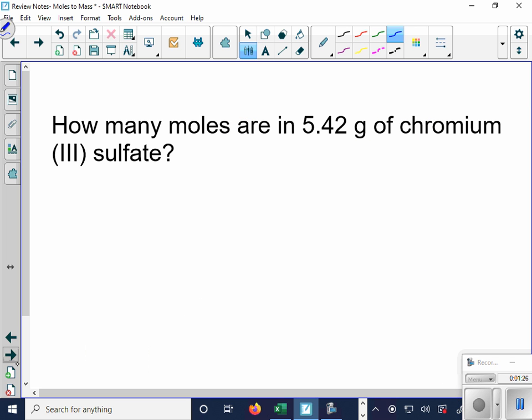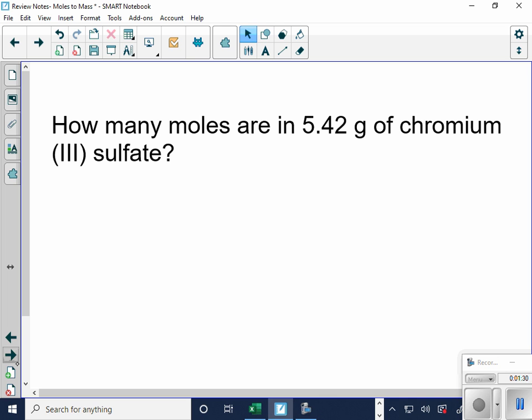Here's the very first practice problem we're going to work. I'll give you a second to jot it down in your notes, and then we will work it. The problem states: how many moles are in 5.42 grams of chromium-3 sulfate?